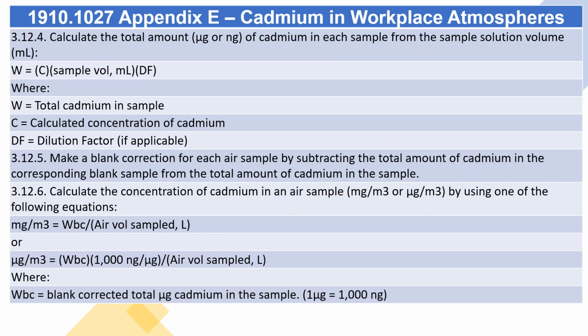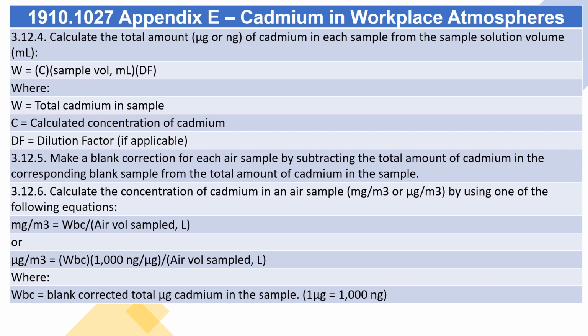3.12.4. Calculate the total amount, µg or ng, of cadmium in each sample from the sample solution volume, ml. W equals C times sample vol, ml, times df, where W equals total cadmium in sample, C equals calculated concentration of cadmium, df equals dilution factor, if applicable. 3.12.5. Make a blank correction for each air sample by subtracting the total amount of cadmium in the corresponding blank sample from the total amount of cadmium in the sample.